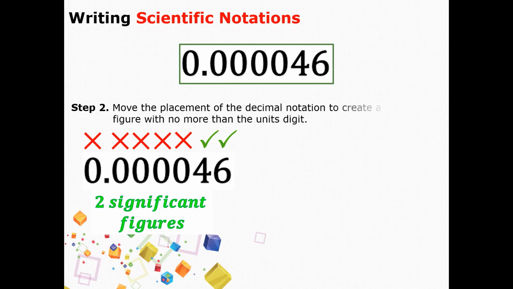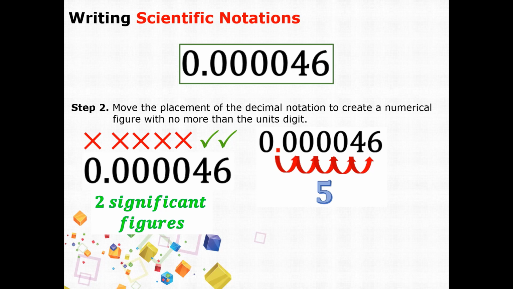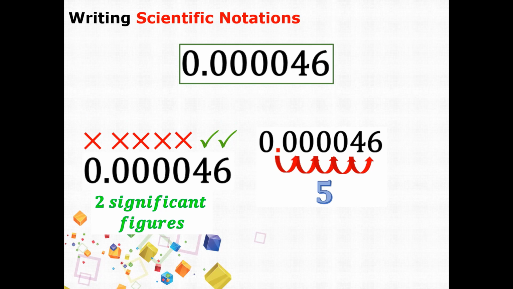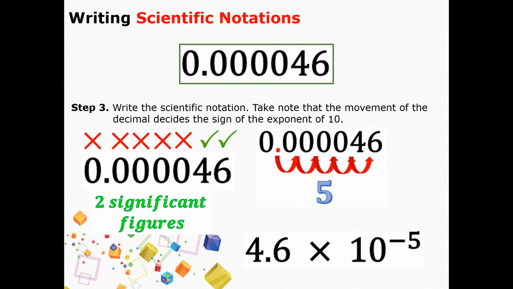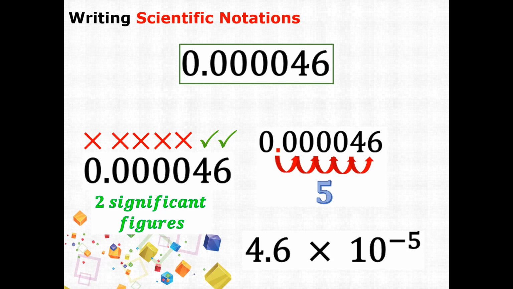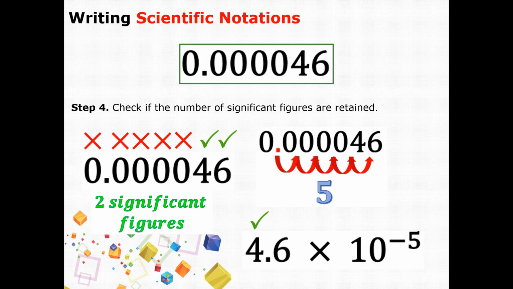Next step is to move the placement of the decimal notation. The movement is going towards the right, and therefore, the exponent of 10 is a negative number. And finally, we need to determine if the significant figures are retained. Our scientific notation is correct.